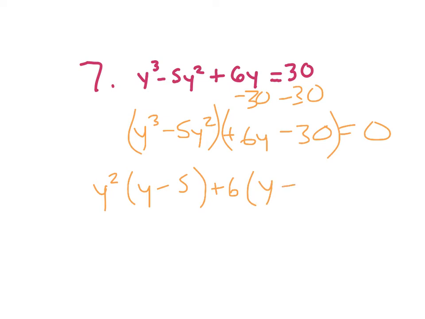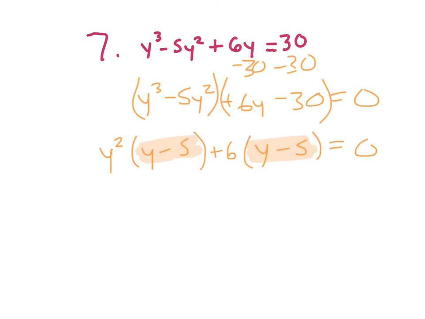And then we're left with y minus 5. So our two inside the parentheses are the same. So we're good to go. Now we can do what? What do we do next? Put the y squared and the 6 in the same. Perfect. So we have y squared plus 6 and then y minus 5.